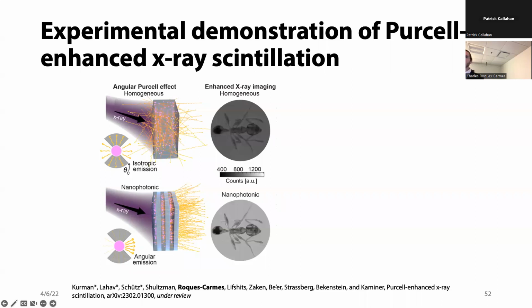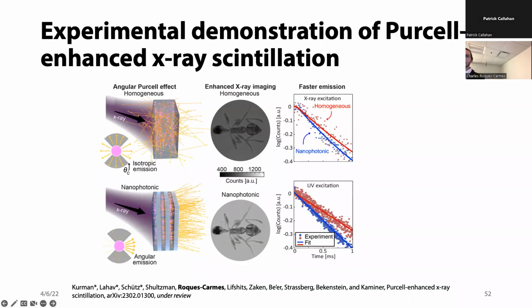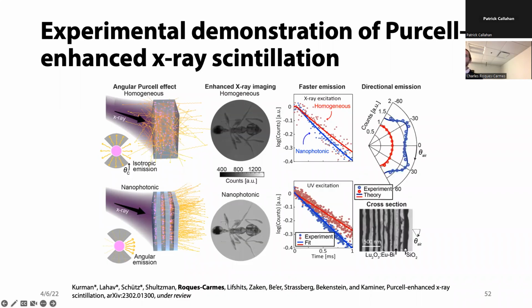If we make X-ray images with it, you already see that it's much larger scale. You can imagine an entire ant. It's a deposition method, so it's already a few centimeters at least. You get a brighter image with the nanophotonic scintillator. A very interesting feature is that you can even make it a faster scintillator. To be fair, we started with a very, very slow scintillator, but we could still make it faster by using the nanophotonic patterning. And you get directional emission at off-axis angles because of the nanophotonic patterning as well.